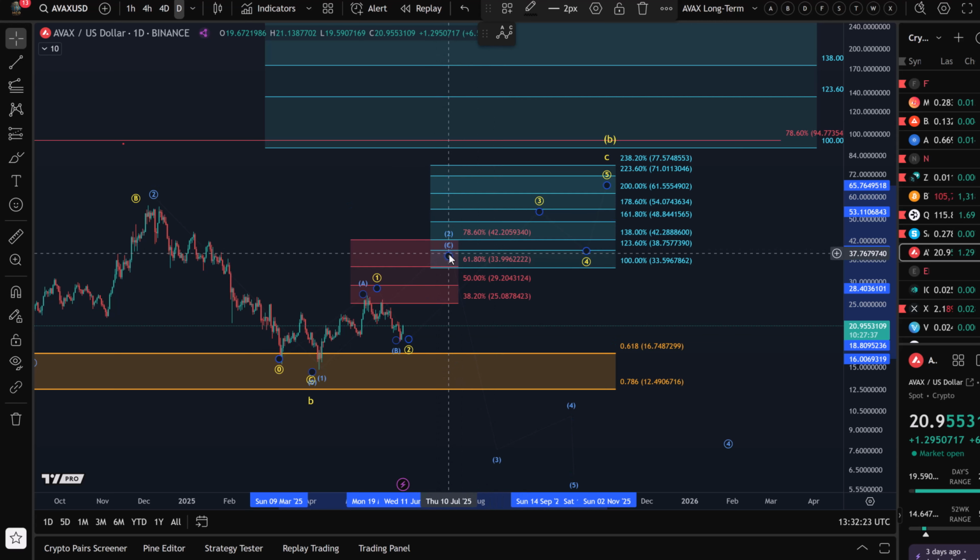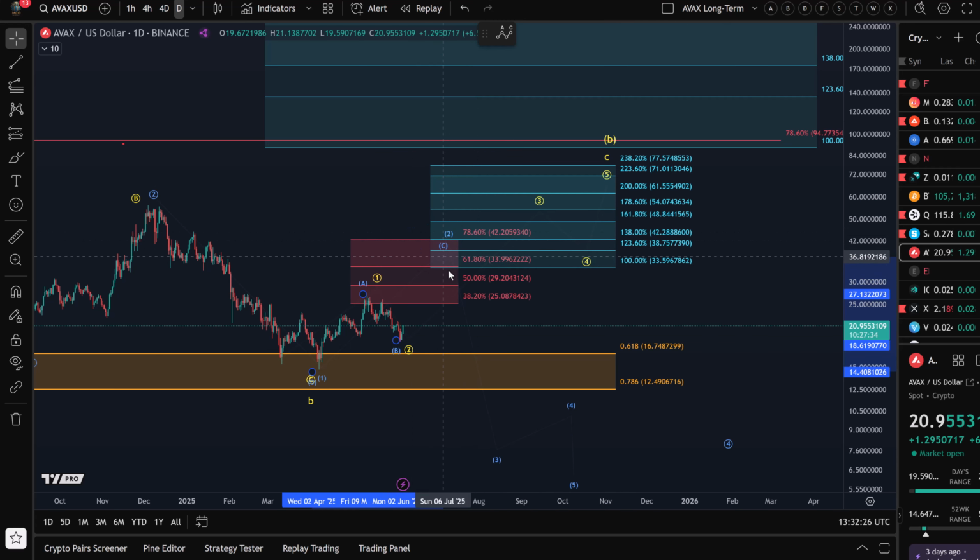In the blue scenario, the 100% extension, the C-wave targets, 123.6, 138 and 161.8 extension levels are relevant. But in most cases, a C wave would reach the 100% extension, which means in the very short term, that's how I would normally go through my thought process, that first ideal target is $33.60. Funny enough, that's overlapping with the 61.8 retracement level, which is based on resistances. So we have two levels there, good confluence. So that would naturally be the first key level I'd be watching.